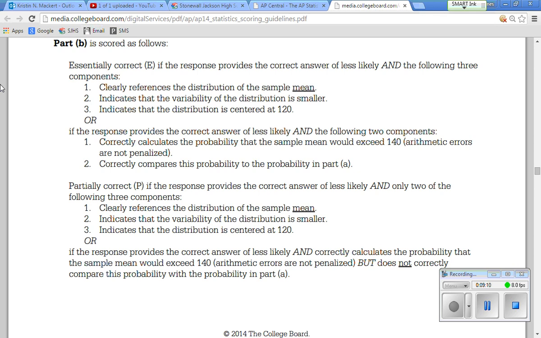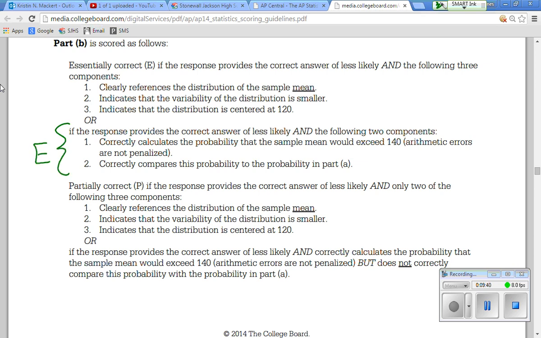So what are we referencing? We're referencing shape, center, spread again, aren't we? Okay. Or you could have gotten an E by calculating the probability and comparing it to part A. So if you correctly calculated the new standard deviation and found the new probability and then said it was smaller than that you found in A, you still would have gotten an E. Okay? So I probably would have done this to get my E.